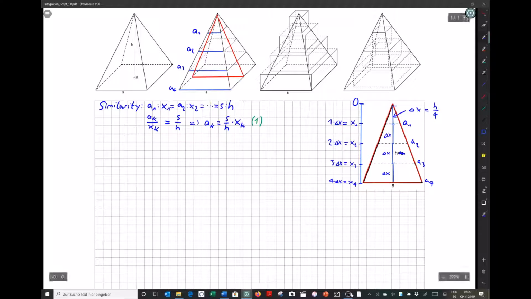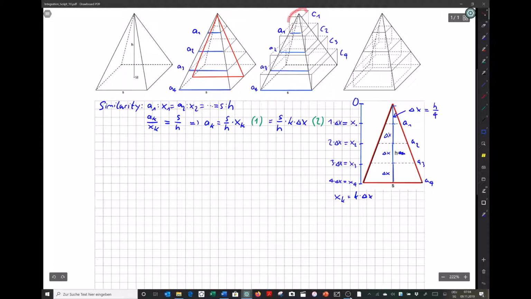And using that XK is K times delta X, we get here S divided by H times K times delta X, which I mark as equation 2. Now let us find an upper estimate for the volume of the pyramid, the upper estimate U4, by using 4 cuboids as shown in picture 3 here.